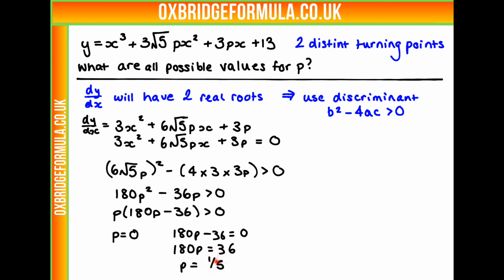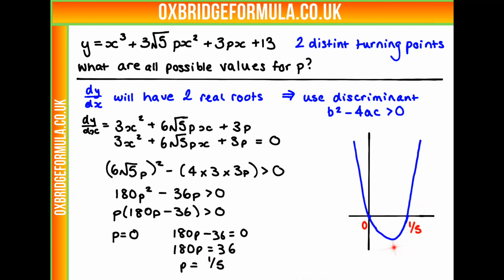Well, to help us, let's draw our graph. So here we go. We've got our turning points, a fifth and 0, or our real roots of our gradient equation. And we're looking for this to be larger than 0. So we want anything above this line here. We don't want this bit in the middle. This is less than 0. We want these bits here.